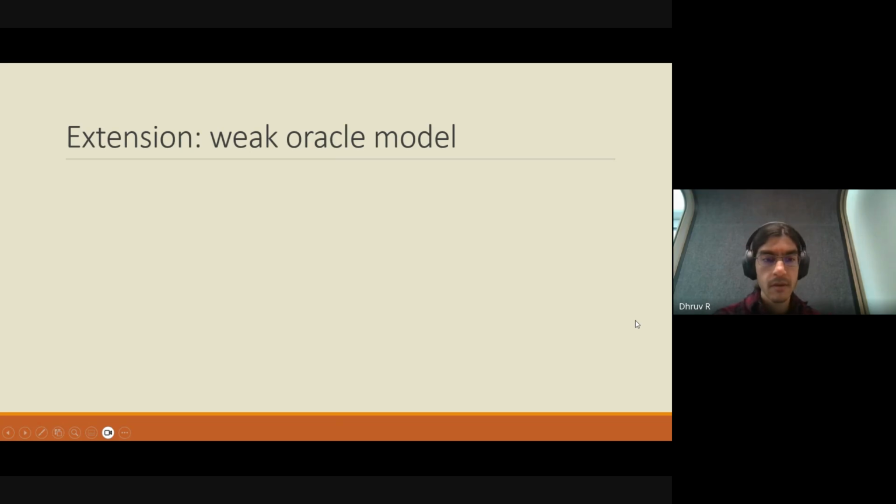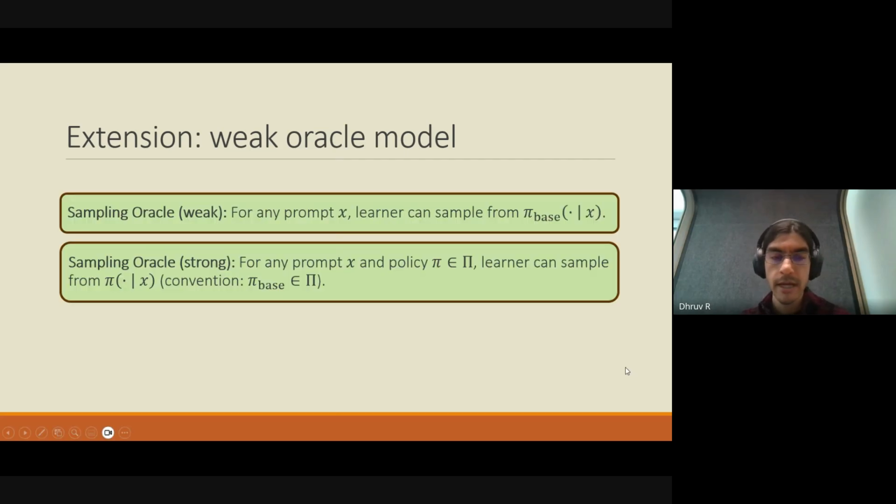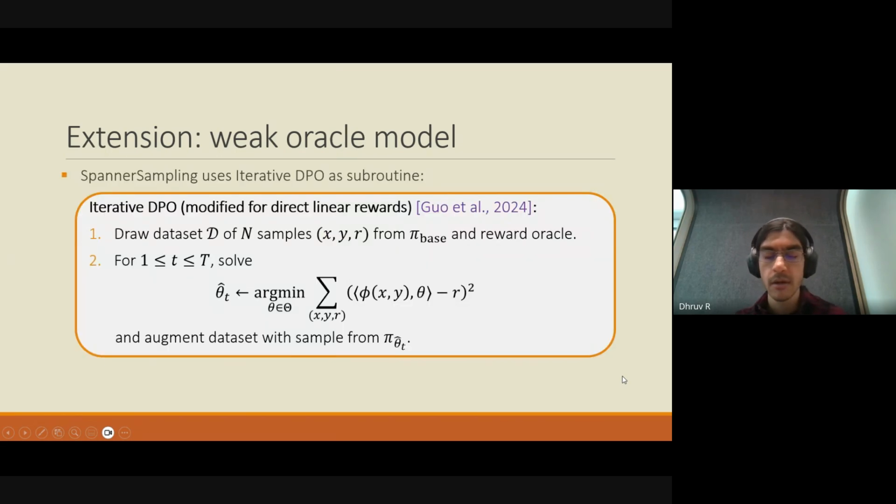So that was an algorithm that works in the strong oracle model. Just to remind you, the strong oracle model requires that you can sample from any policy in the policy class. The weak oracle model only requires that you can sample from the base model. And the reason we needed the strong oracle was because iterative DPO needs the strong oracle. It's sampling from arbitrary policies pi theta.